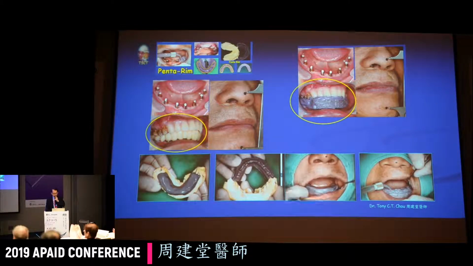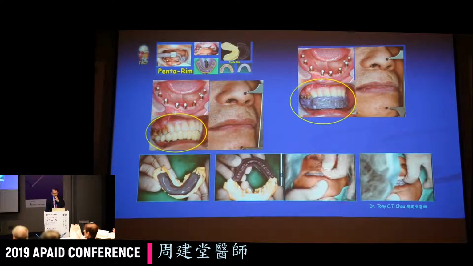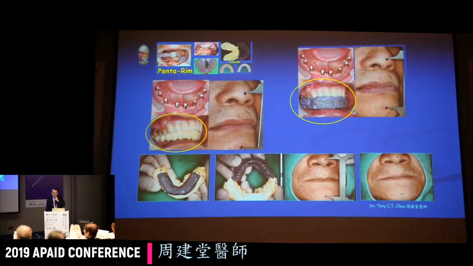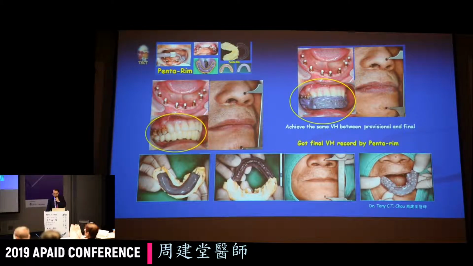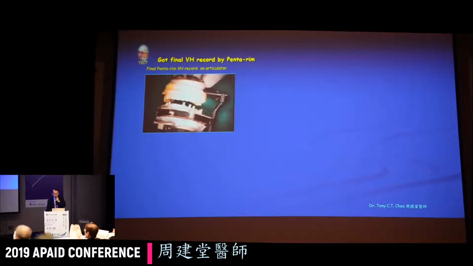in the patient's mouth, and we check the vertical height, and we take the registration, we take the bite, with the same impression material, and then we get the same vertical height between provisional and final. So now we have a final vertical height record by pentaring. And then we take the vertical height pentaring and fix it on the articulator.